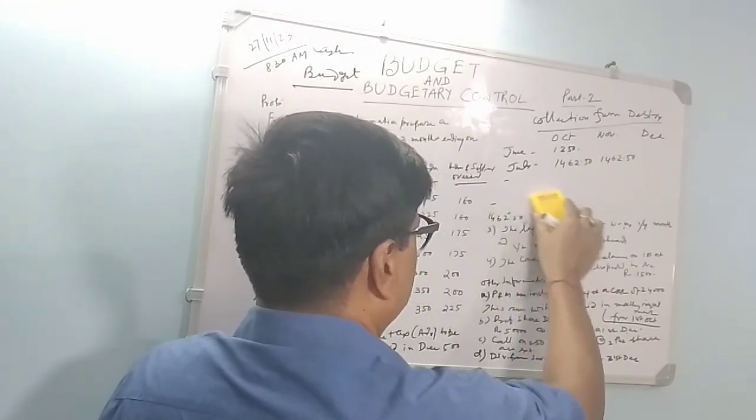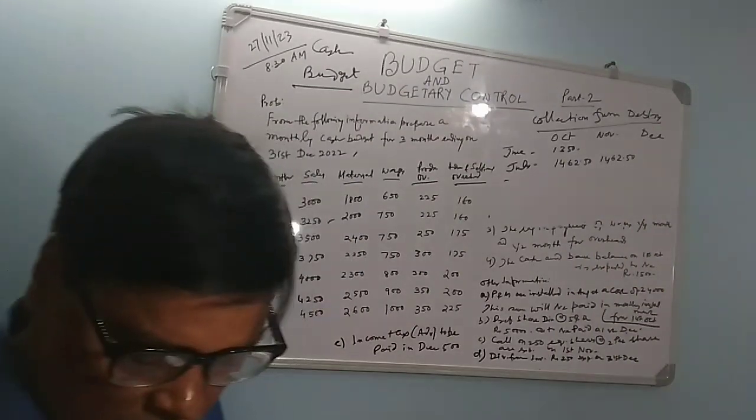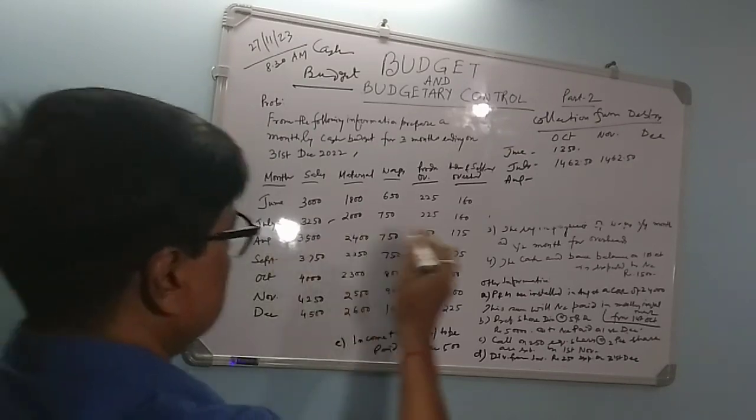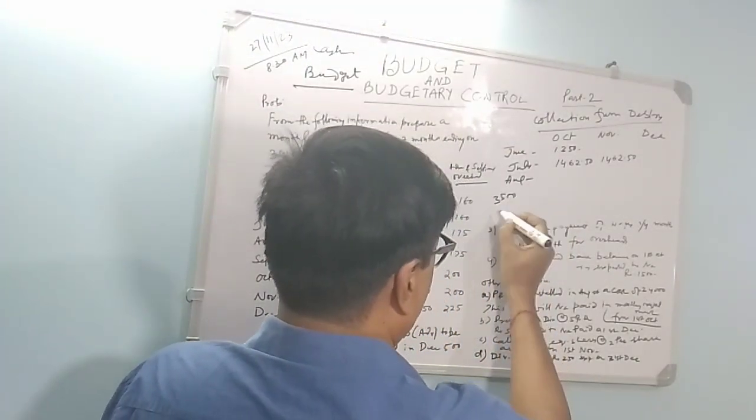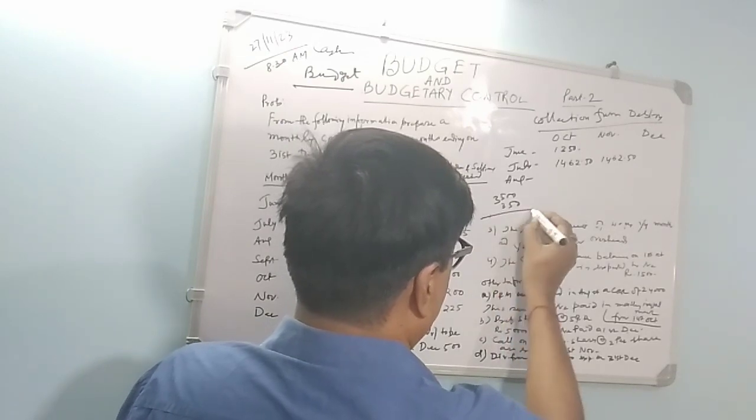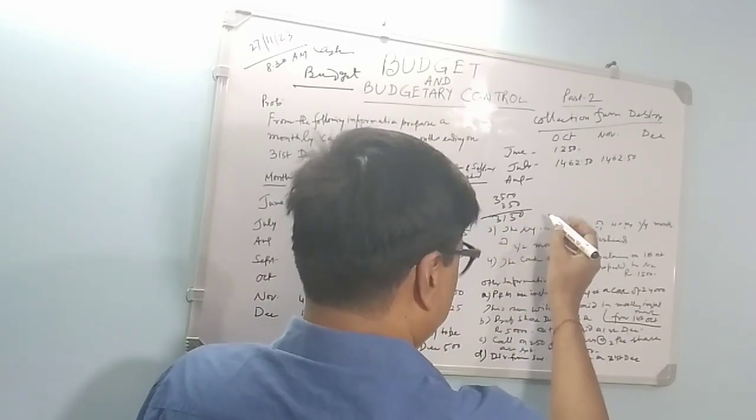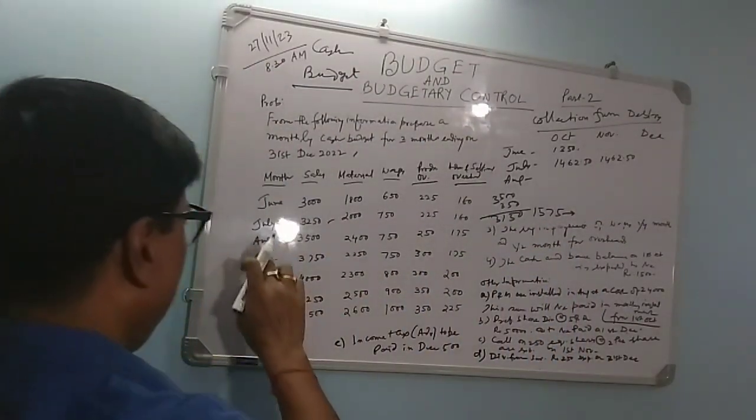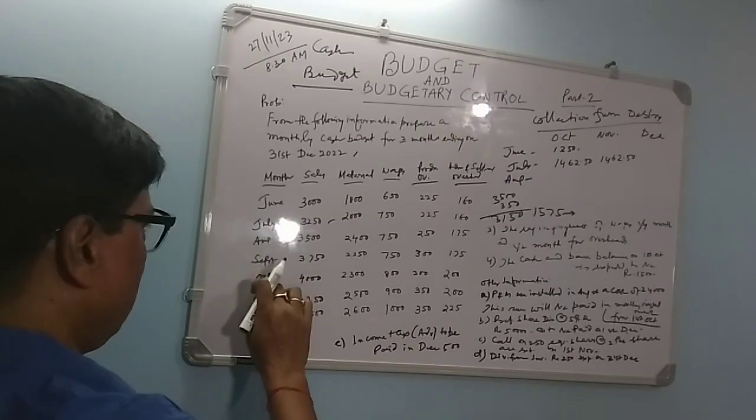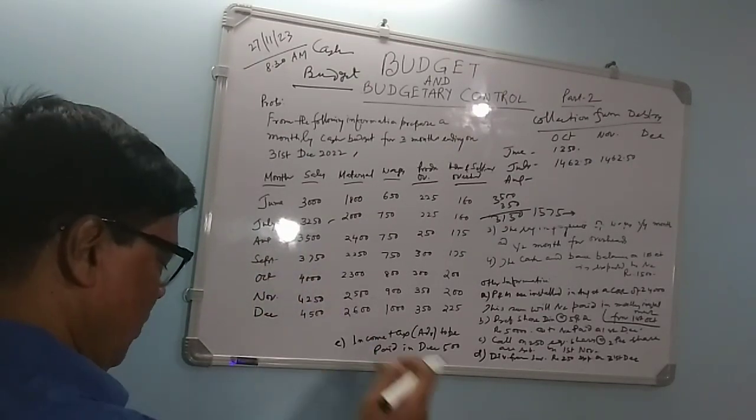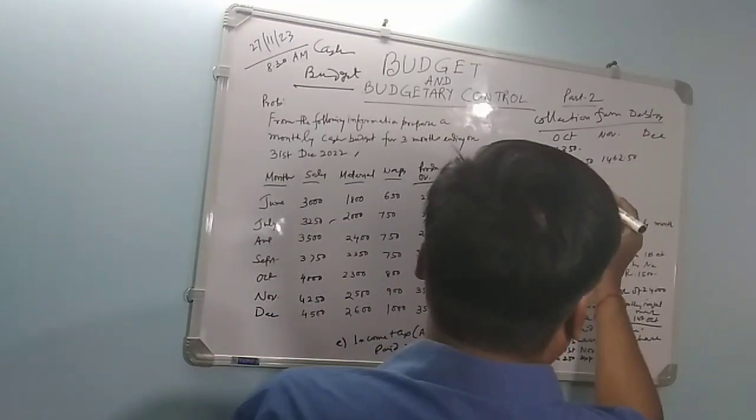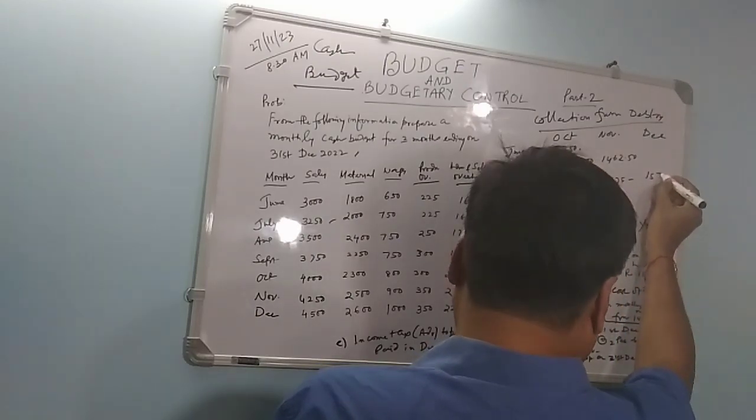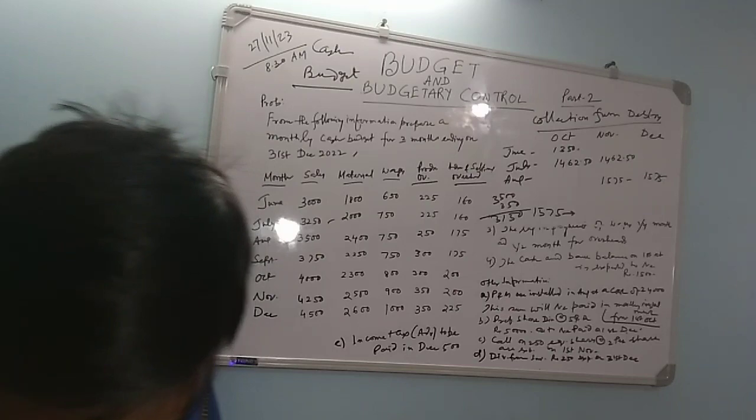Similarly, we can calculate for the next month, that is August. August total sales is 3500. Minus 350 gives 3150, so 50% is 1575. August's payment will be due in November and December, so November 1575 and December 1575.